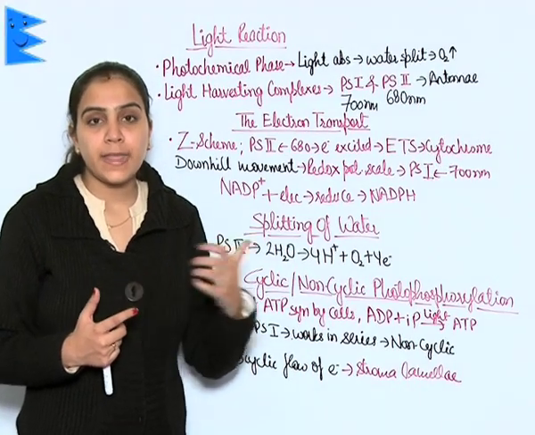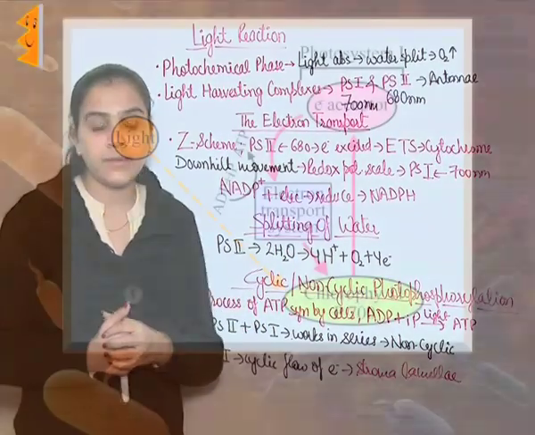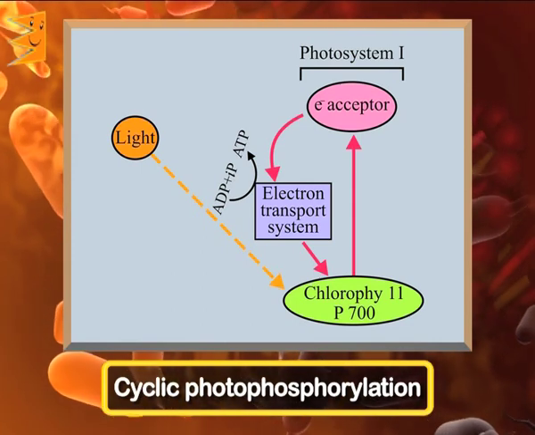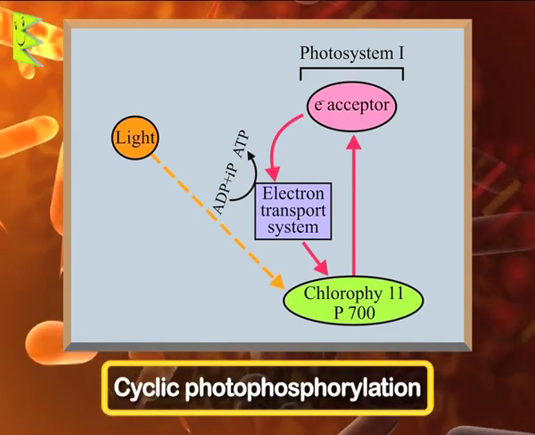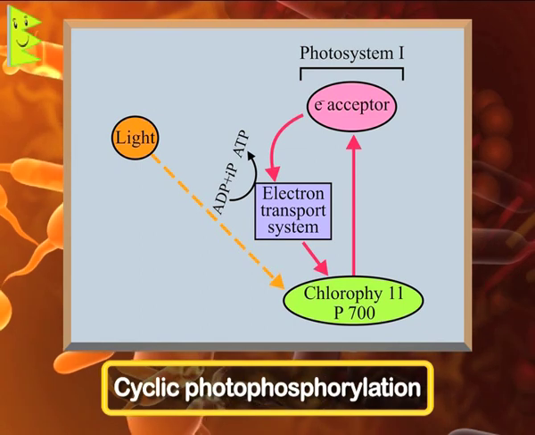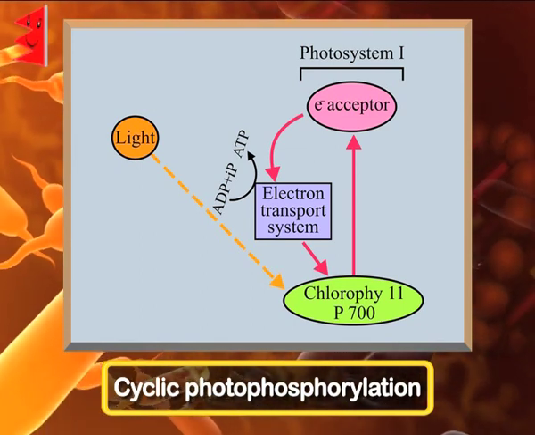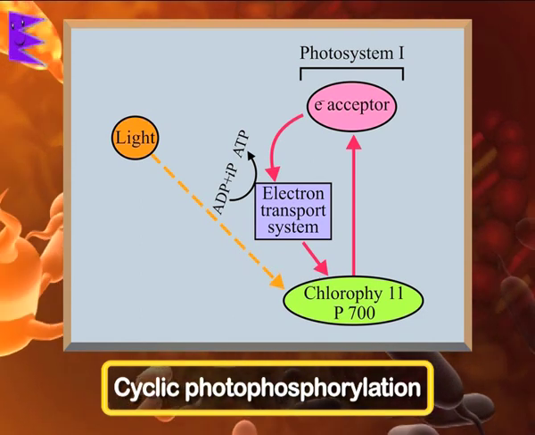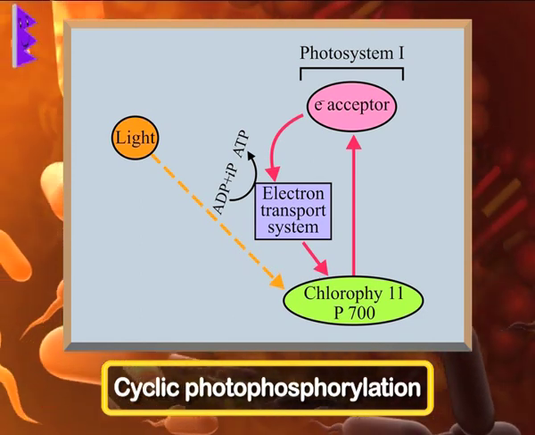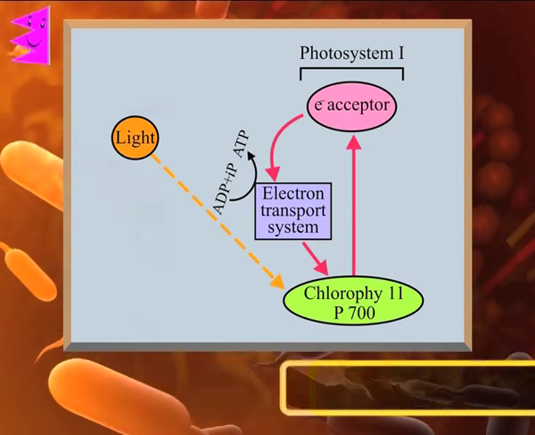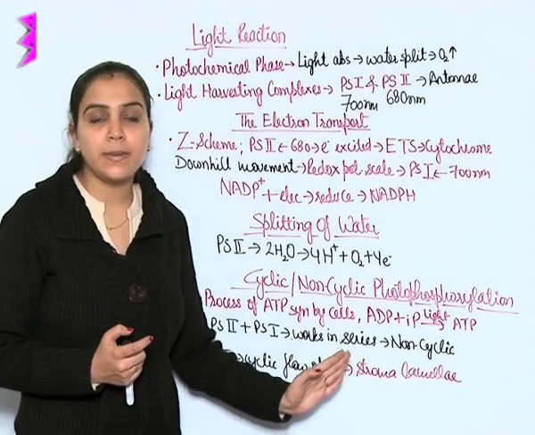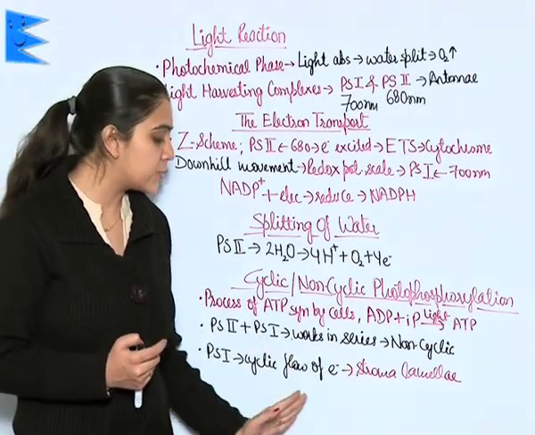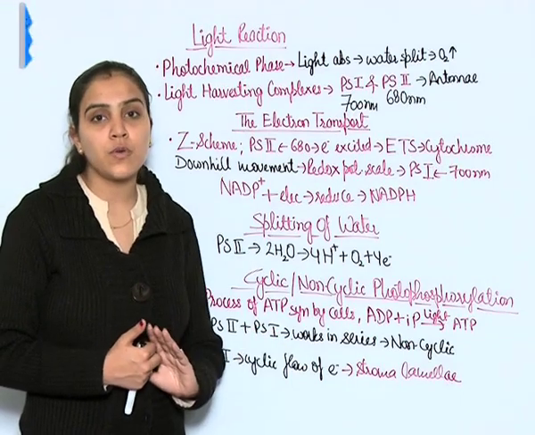But there is a case, as you can see in the diagram again, where only PS1 is responsible for the formation of ATP, that is, cyclic flow of electrons is occurring in PS1 only. Electrons are not going to NADP positive. This occurs in stromal lamellae only. Then this is known as cyclic photophosphorylation.